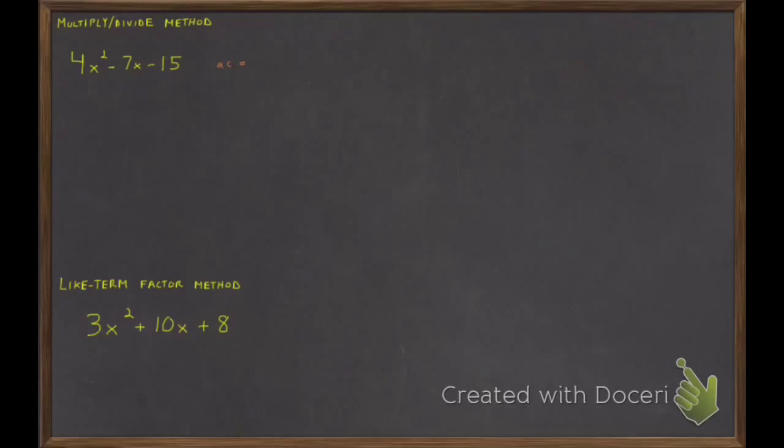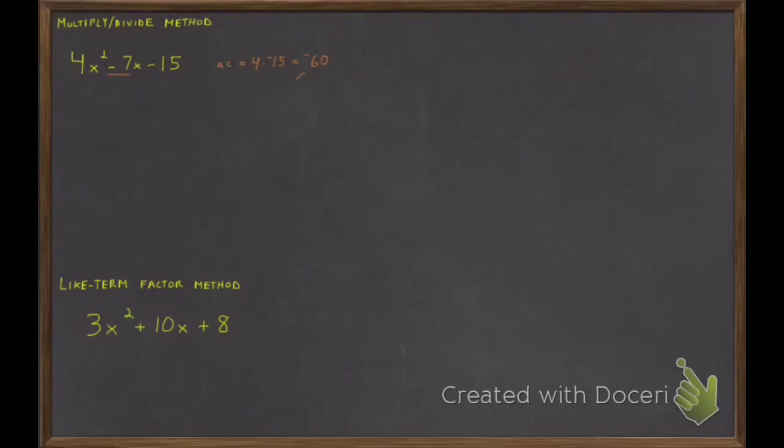AC would now equal, A is 4 and C is negative 15. And we can see that that product is equal to negative 60. So now we're looking for the factors of negative 60 that equal our b term, which is negative 7. So we could write a few, and then we'll stumble upon it.